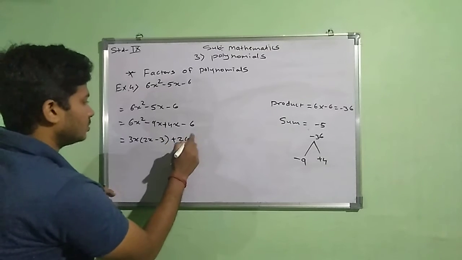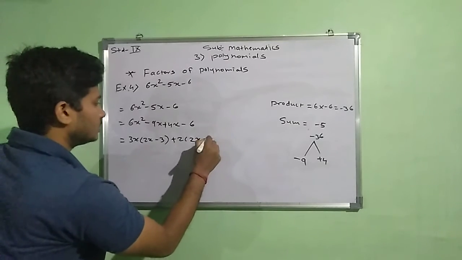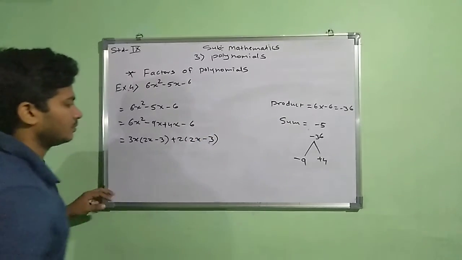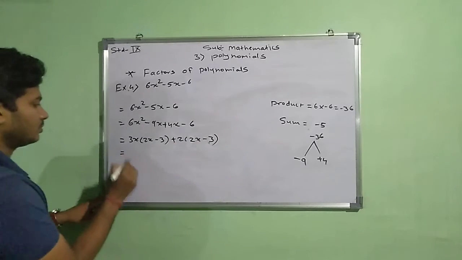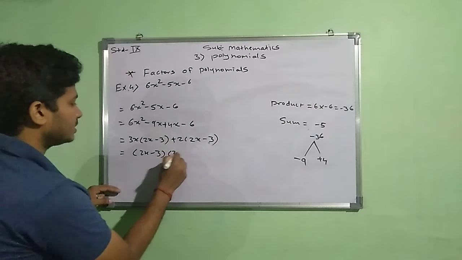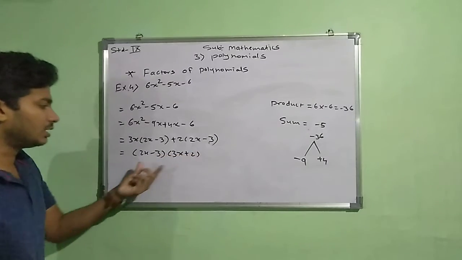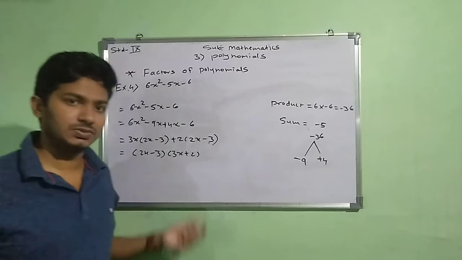So 2 × 2 is 4, 2x, and 2 × 3 is 6. So 3 will be there. 2x - 3 and 2x - 3. Now that 2x - 3 will be common again, and 3x + 2 will be there in another bracket. So the factors of the given question will be (2x - 3) and (3x + 2).